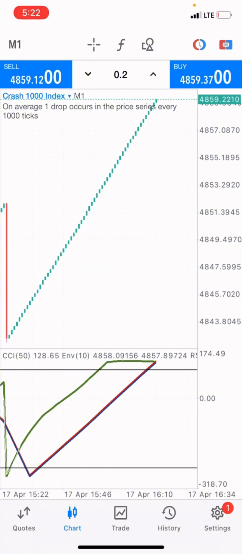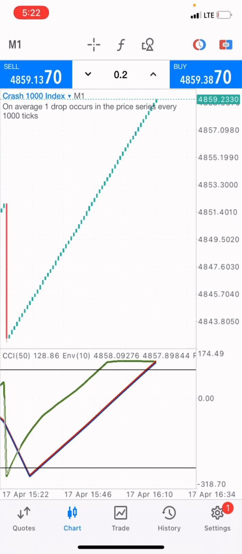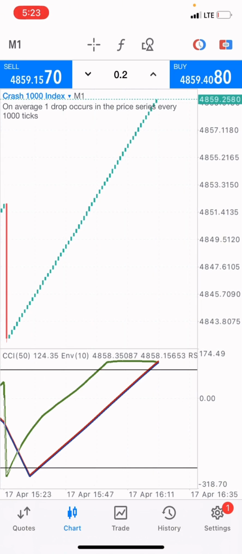Okay, so you want to take maybe 10, 15 or 20 candlesticks depending on how the market is trending, the direction of the market. Especially, you need to always know the direction of the market.